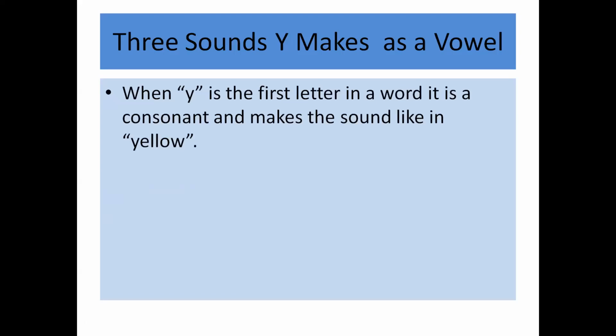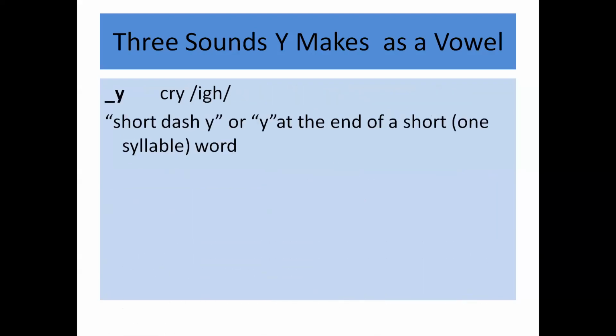Okay, so three sounds Y makes as a vowel. When Y is the first letter in the word, it's a consonant, and it makes the sound like in yellow. However, once it moves away from the first position, it becomes a vowel, and we know that, right? We say our vowels are A, E, I, O, U, and sometimes Y. So when Y is not the first letter in the word, it is a vowel, and then it makes three different sounds. It makes the sound I, like in cry, at the end of a really short little word, okay? This is then my, cry, buy, spy.